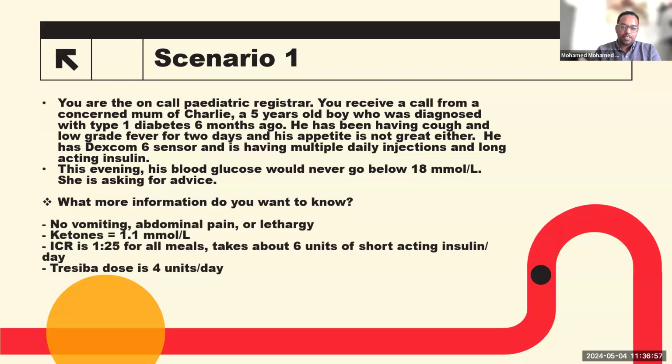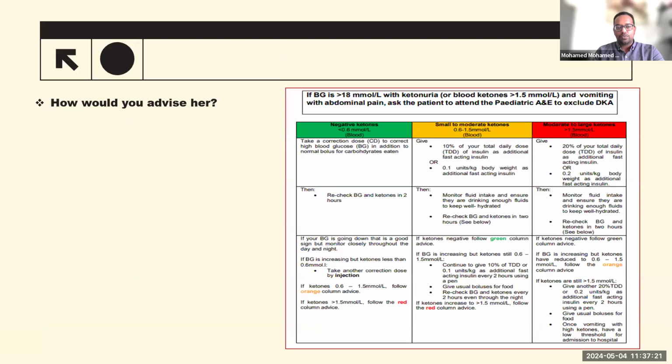So, no vomiting, abdominal pain or lethargy. I'm asking this because of whether or not he's in DKA. His ketones are 1.1 millimoles per liter. His ICR is 1 to 25 for all meals. He takes about 6 units of short-acting insulin per day, and his receiver dose is 4 units per day. So how would you advise her?